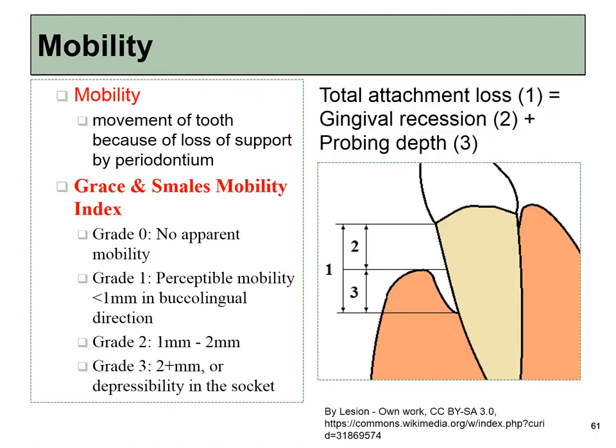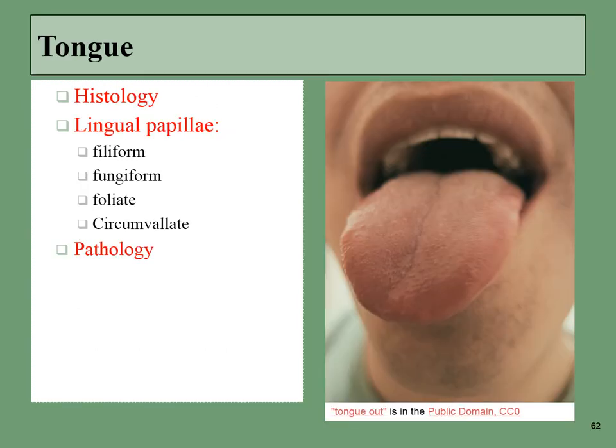Lastly, if you wish to estimate the mobility of a tooth due to tissue loss, you must estimate the entire loss of connection between the tooth and other tissues. And that will involve both the gingival recession amount plus the pocket depth. Those two numbers added together would indicate the relative amount of mobility that a tooth would have due to recession. And that will bring us to the last portion of the lecture, the histology of the tongue, which includes some specialized mucosa.